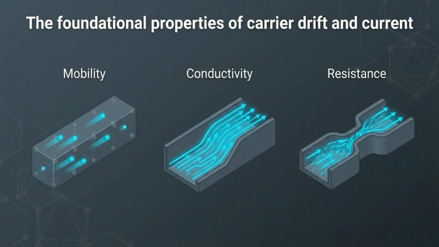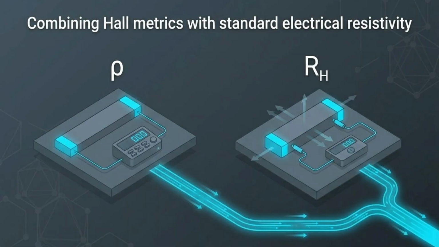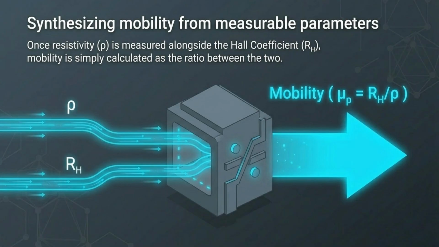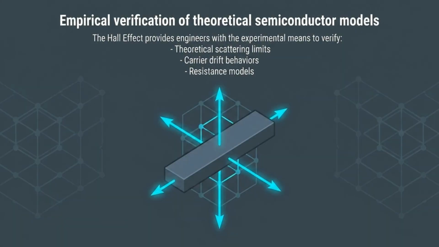The foundational properties of carrier drift and current are mobility, conductivity, and resistance. To understand these properties fully, Hall metrics must be combined with standard electrical resistivity measurements. Once resistivity and the Hall coefficient are measured, mobility is easily calculated as the ratio between the two parameters. Ultimately, the Hall effect provides engineers with the experimental means to verify theoretical semiconductor models, including scattering limits and resistance models.